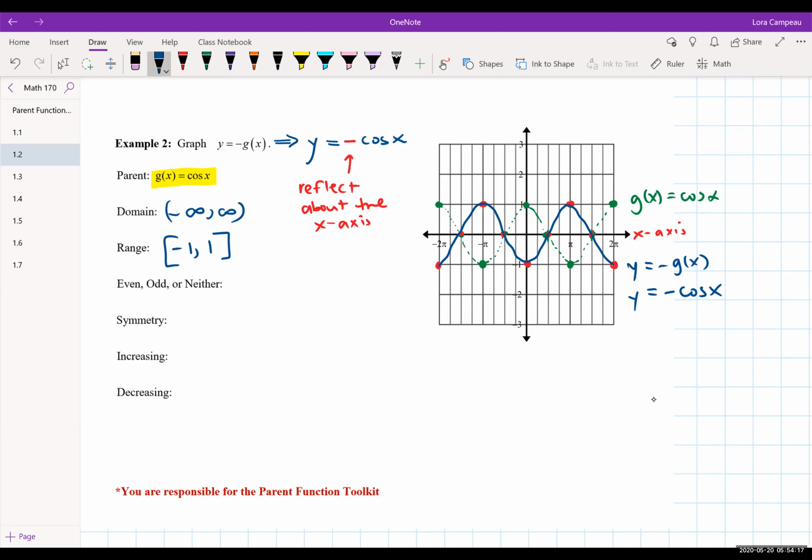Now you can play with analytical ways to speak about the cosine function. If you want to check by plugging in negative x for x like we did in section 1.1, feel free. But we can see what we've graphed in blue. It does appear, if you fold it along the y-axis, we do have symmetry. So I can actually address that right now. There's symmetry about the y-axis. And symmetry and even, odd, or neither are related. So if we are symmetric about the y-axis, we are an even function.